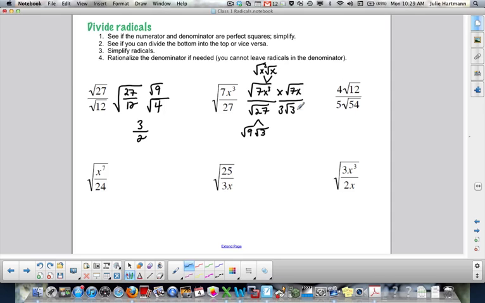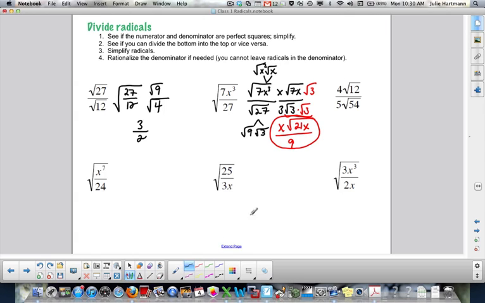Now, you cannot leave a radical in the denominator, so I need to multiply top and bottom by root 3. So what's underneath stays underneath, so I have x root 21x over, now root 3 times root 3 is 3, times 3 is 9. So that is my answer. Yes, 3 goes into both 9 and 21, but 21 is underneath the radical, 9 is not. They cannot be simplified. So that is your answer.